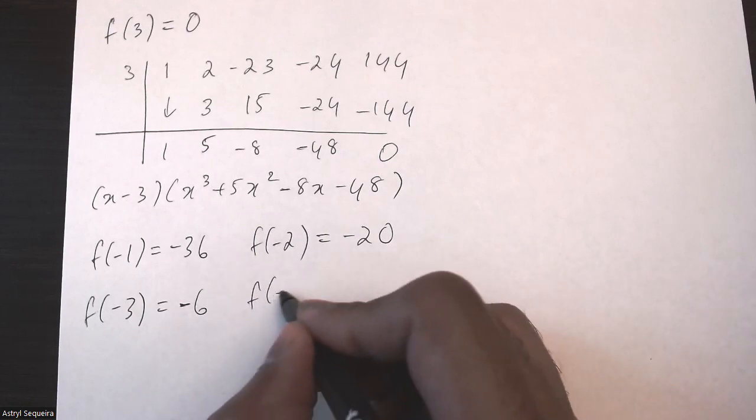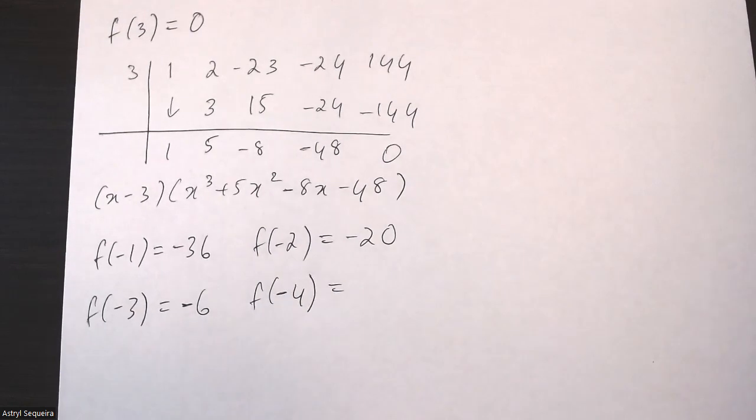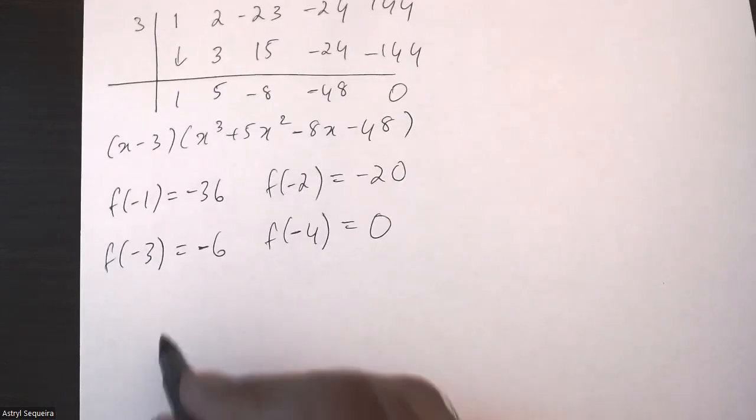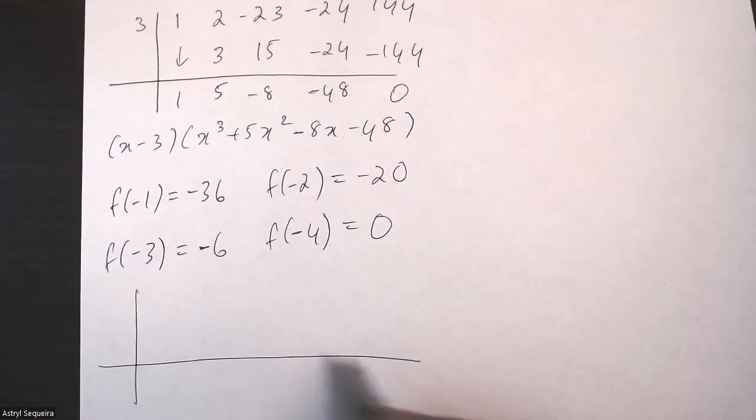So next multiple is actually positive and negative 4. Let me test negative 4 first. And if that doesn't work, I'll try positive 4. But negative 4 does look like it's probably going to work because as you can see, the numbers are getting closer and closer to 0. And f of negative 4 is 0. I'll do my synthetic again.